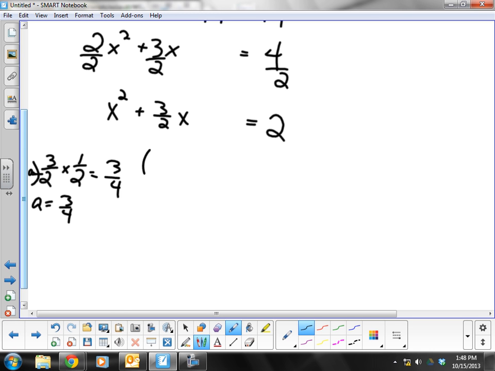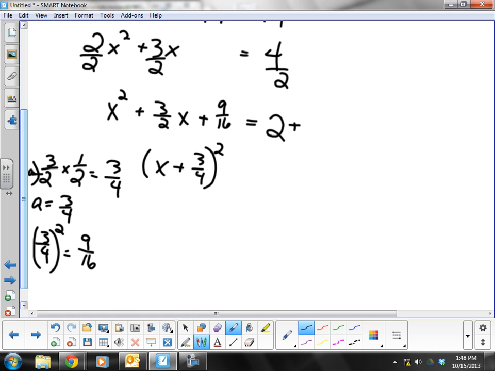Okay, so this is going to turn into x plus 3/4 squared. If I add what? I got to take 3/4 and square it. So that's 9 over 16. Because remember, if I square a fraction, I just square the top and I square the bottom. Yes? Okay, so if I add 9 over 16 up here, then I've got to add 9 over 16 here. All right, because what I do to one side, I got to do the other.